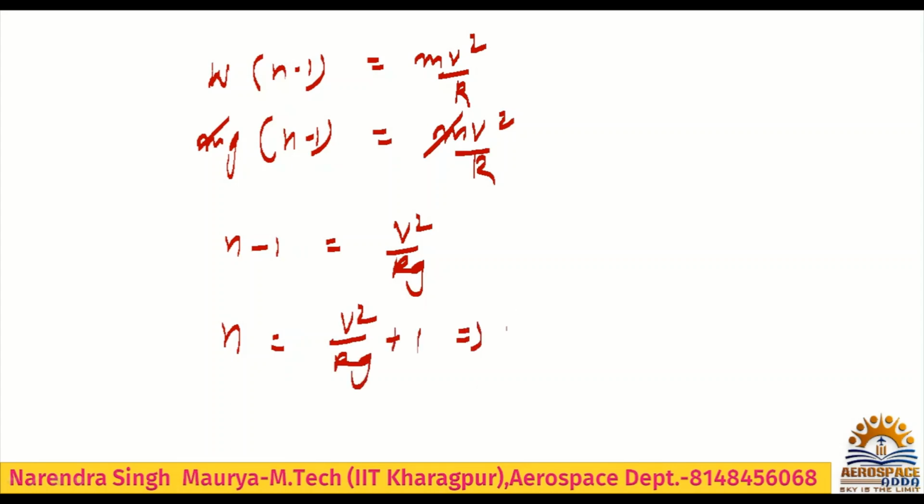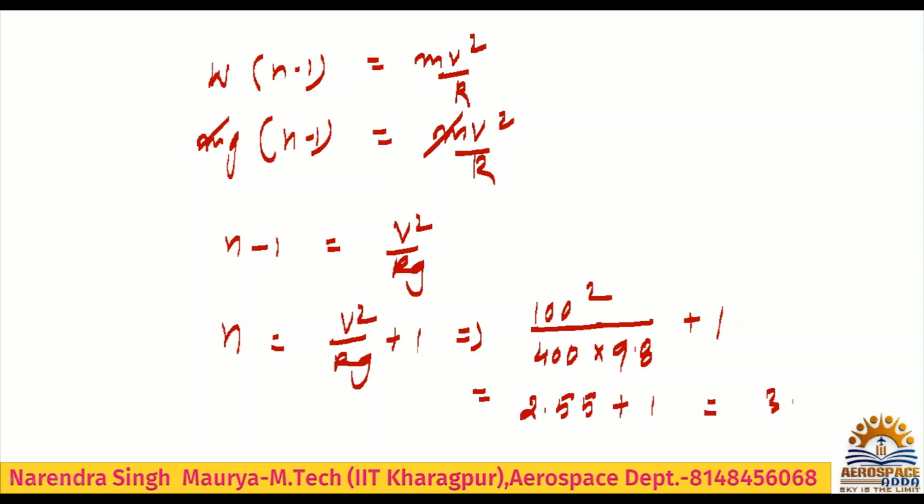You can write this v is nothing but 100 meter square, r is 400, 9.8 plus 1. 100 square divided by 400 into 9.8. This value will be, if you calculate, you may get 2.55, and this is plus 1. So how much? 3.5. This is the n value.